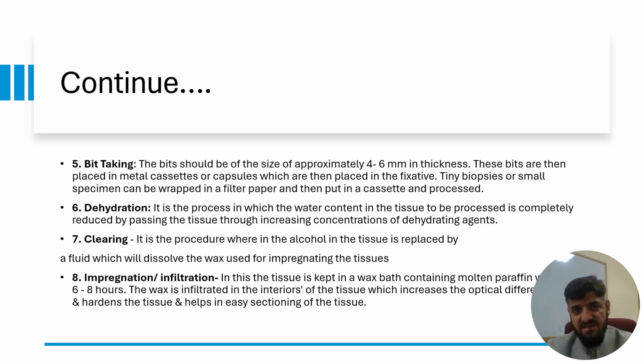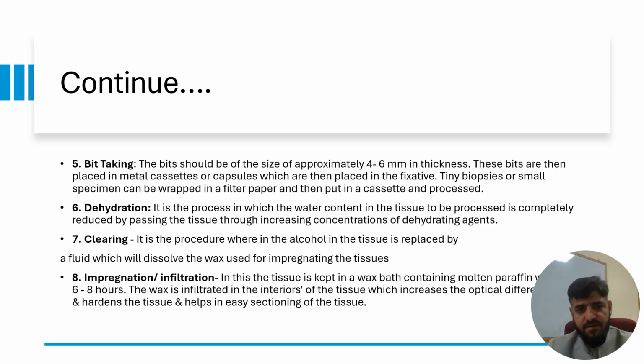Then there is another terminology that is known as bit taking, which is part of the protocol. The bit should be approximately 4 to 6 millimeters in thickness. These bits are then placed in metal cassettes or capsules, which are then placed in fixatives. Tiny biopsies or small specimens can be wrapped in filter paper and then put in a cassette and processed. This step is usually for very tiny biopsies.